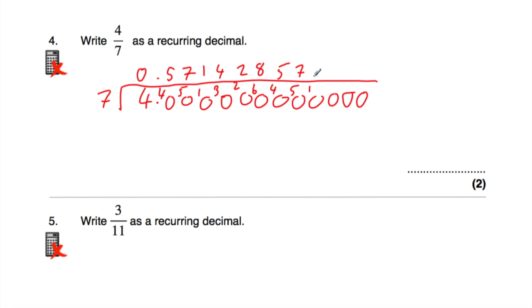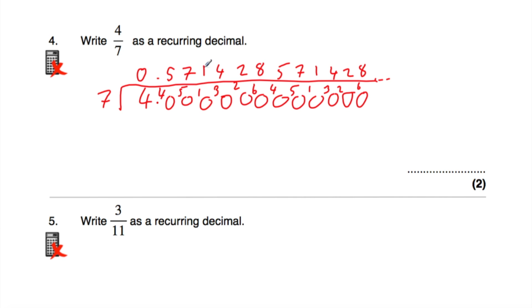How many 7s go into 10? That's 1, remainder 3. How many 7s go into 30? That's going to be 4. 4 7s are 28, remainder 2. How many 7s go into 20? That's going to be 2, remainder 6. How many 7s go into 60? Well, 7 times 8 is 56, so it's going to be 8, remainder 4, and so on. And we can just carry on, but you might notice there's a pattern here.